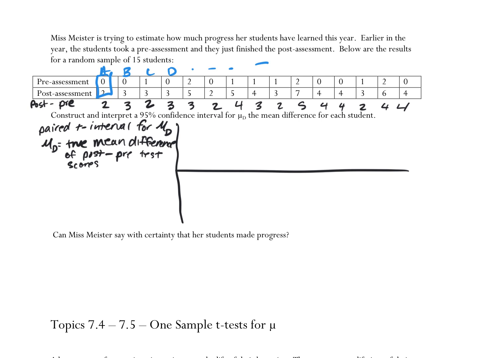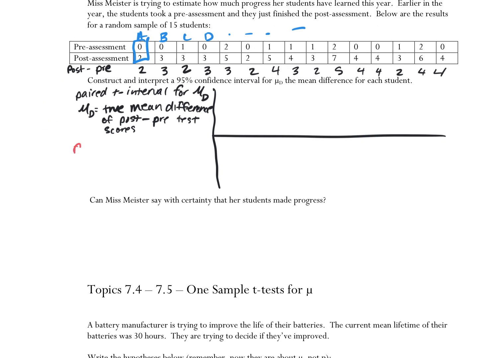What do you guys think so far? What do you think we should do next? Check our conditions. Okay, cool. What's the first condition? Random, and is that met? Yep. Given random sample. Cool. What about normal? Is that met? Hard to say right now.